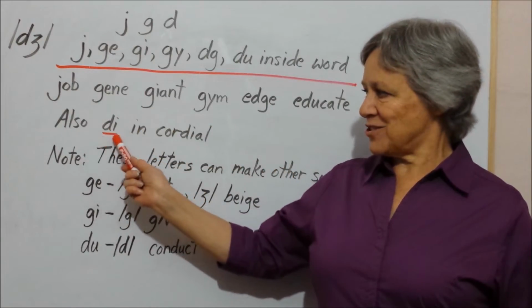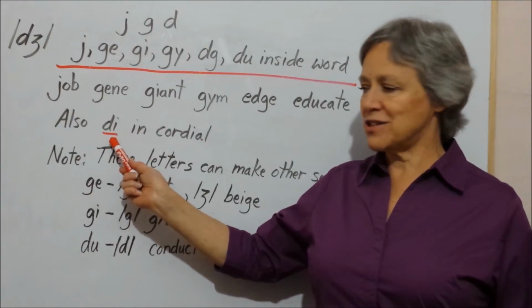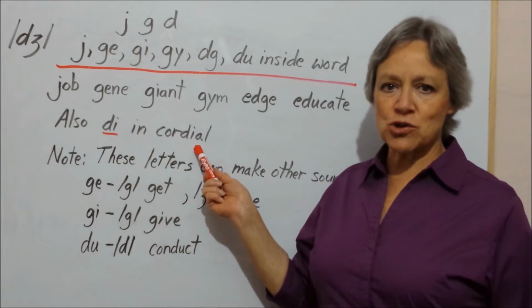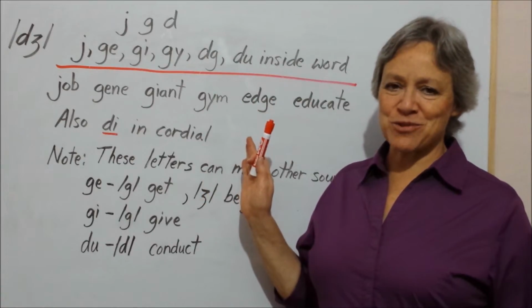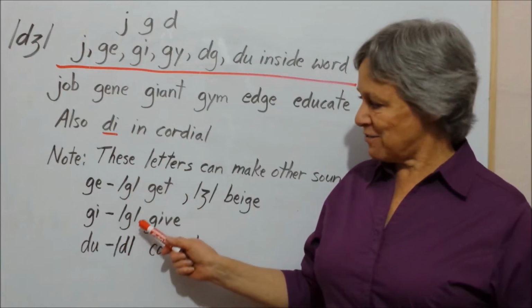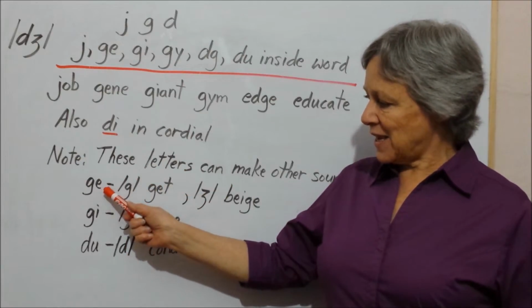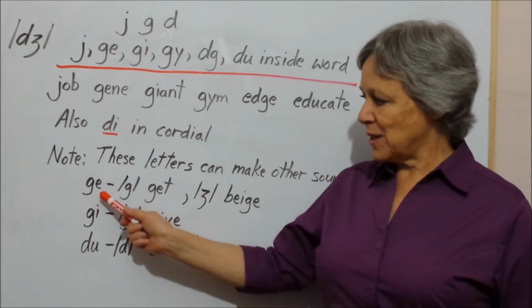Also, here's an example of when we have D-I making the j sound, in the word cordial. All of these letters can make other sounds as well. So here are some exceptions I have written here. And I have not put the vowel sound that they make here.